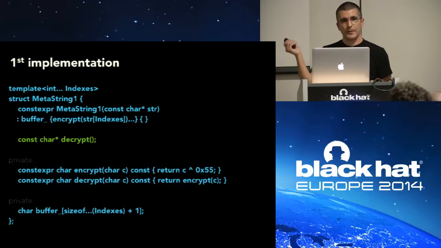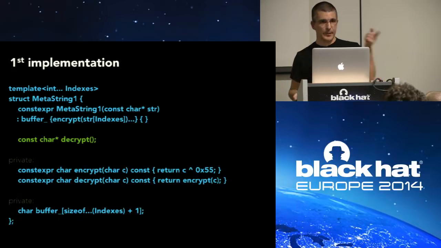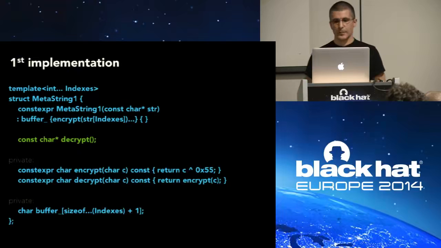All the methods in blue are evaluated at compile time by the compiler. And of course, during the execution of my application, I need the original string, so I need to decrypt the string, so I'm declaring a decrypt method. The implementation is very simple. You just iterate each character. I call decrypt, and you can, for example, replace what you have in the buffer by the obfuscated string, and you return the buffer.